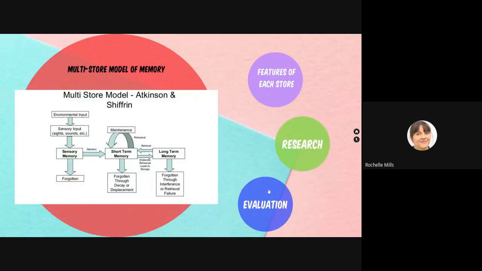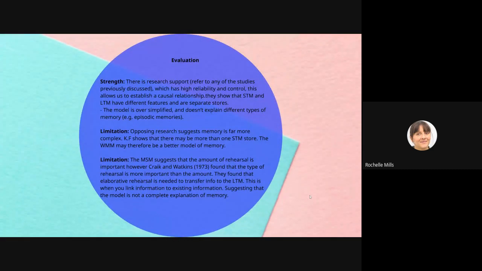In evaluation of the multistore model of memory, a strength is the research support, so you can use any of the studies that we've previously discussed, so Baddeley, Bahrick, Peterson and Peterson, Miller, Jacobs, any of those studies that support the features of the short-term and long-term memory, and they suggest that there are two separate stores. You can also use HM there as well.